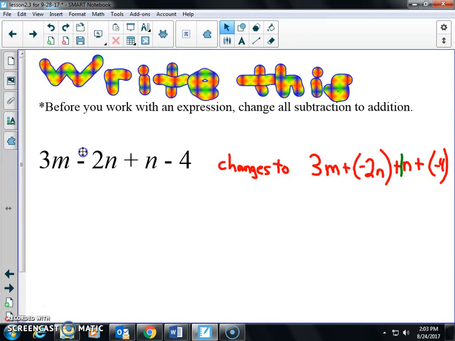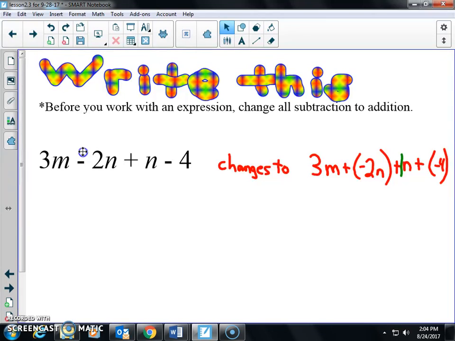The only constant I see in there is negative 4. It's a constant because it's a number all alone, not attached to a variable. Turn and tell your neighbor if there are any like terms in there, and if they are, what are the like terms? The like terms I see are negative 2n and positive 1n. Those are called like terms because they both have n's.